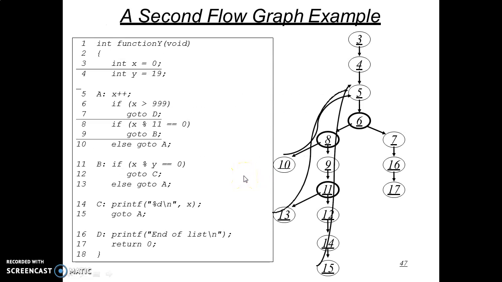Now here is a second example. The code is given to you. Using this code you have to draw the flow graph. Statements 1 and 2 you can omit. The third statement is the integer x equal to 0, and from that you can start. So here 3, 4, 5, 6. Number 6 is a condition.